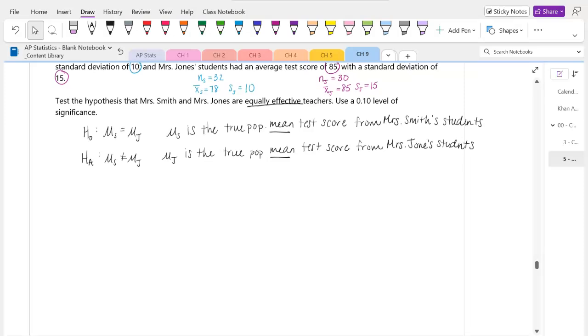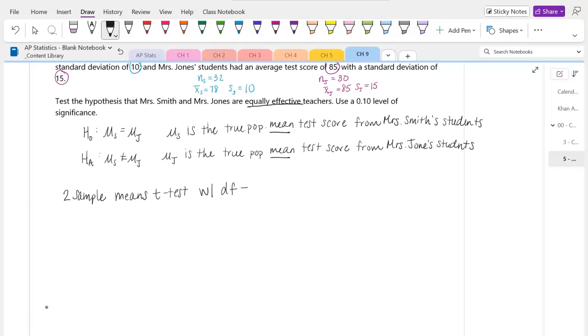After that, we can go ahead and label exactly what we are talking about. We are doing a 2-sample means t-test with a degree of freedom of some number that we're going to put in later on, and our alpha level is 0.1. You have to write out this every single time that you do it, and you will also be scored on that on the AP exam.